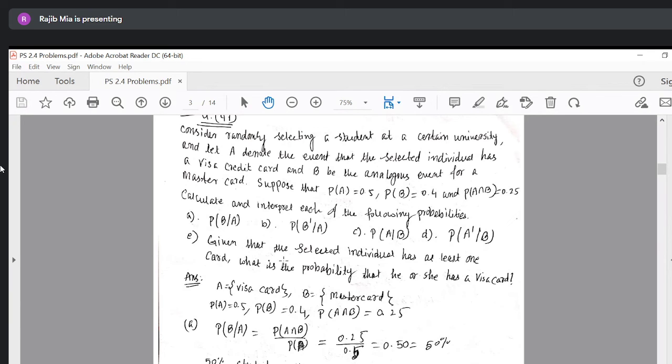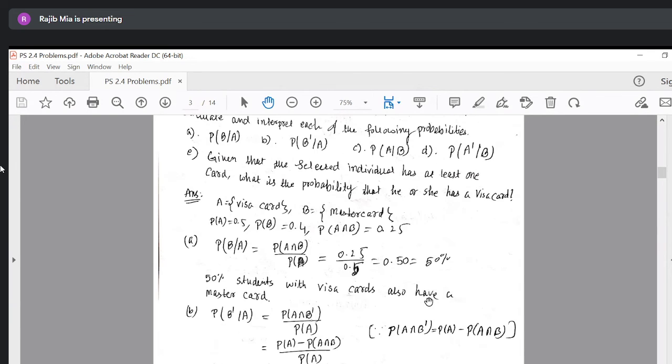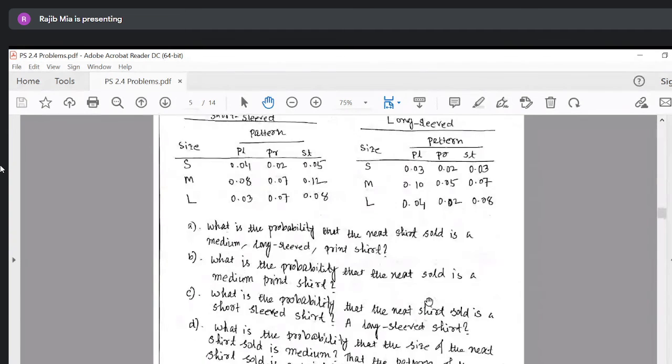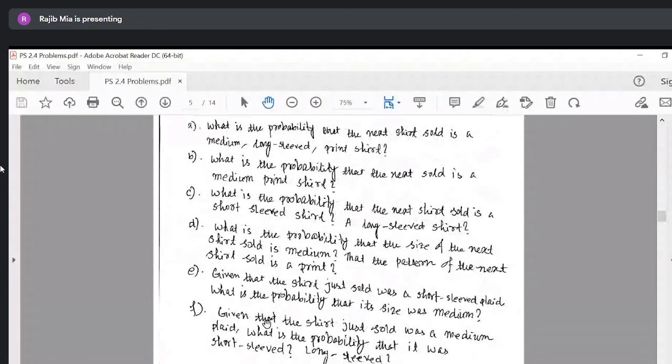Okay, sir. This is the difference. Here it is mentioned in this question that the shirt just sold was a short sleeve plaid. Short sleeve plaid means short sleeved and plaid, and 'and' means intersection. If it is mentioned in this part E that short sleeved or plaid, then you have to take the union.